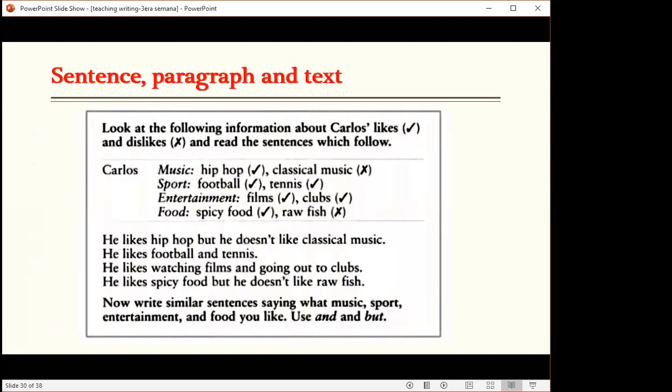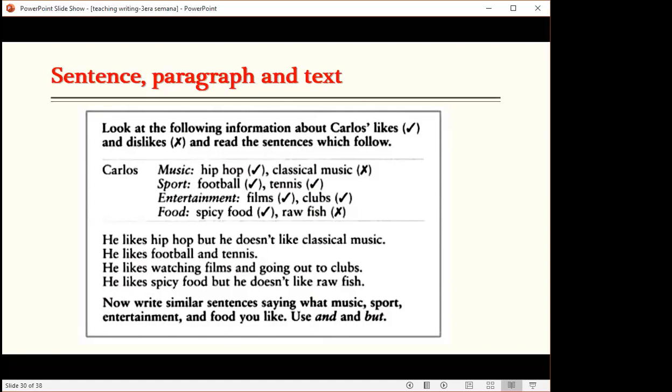For example, here you have: look at the following information about Carlos, likes and dislikes, and read the sentences which follow. Carlos: music, hip hop, classical music; sport, football, tennis; entertainment, films and clubs; food, spicy food and raw fish. Notice that you have a check and an X. The check means that he likes it, the X that he doesn't like it. So now the sentences. Notice these are the model sentences. How are they going to write their own sentences? They are going to write similar sentences like this.